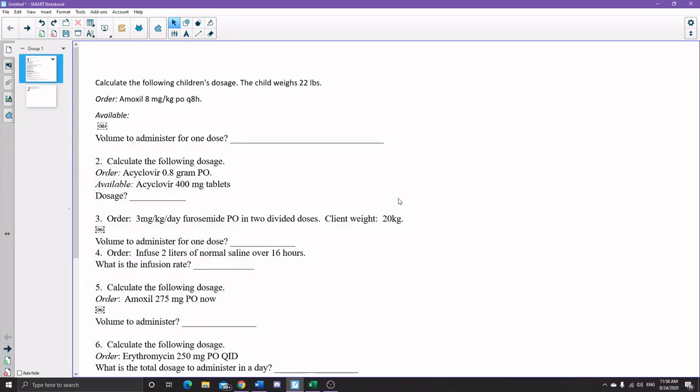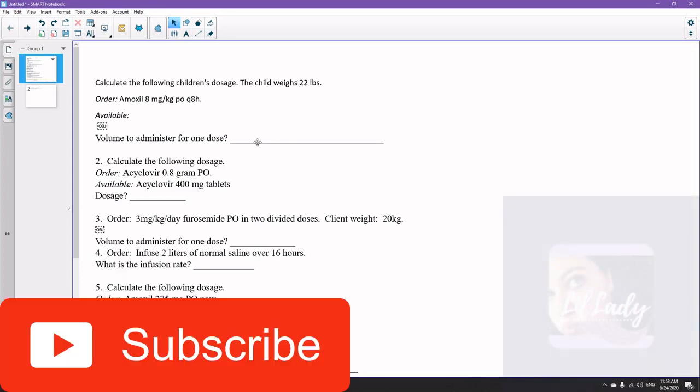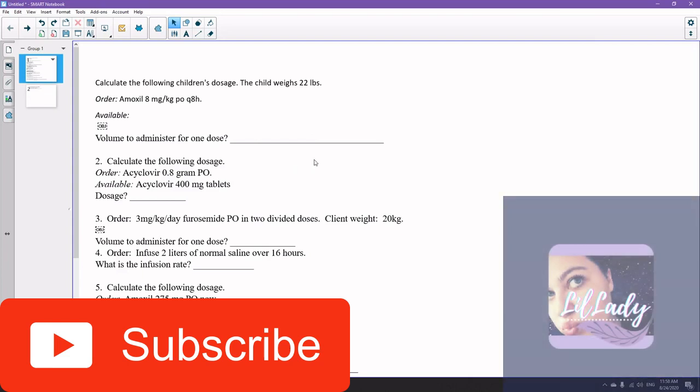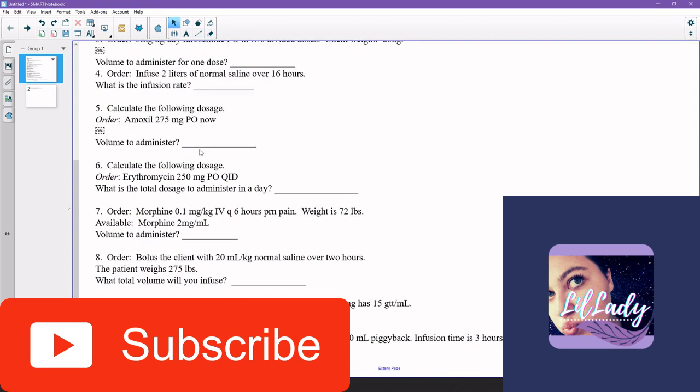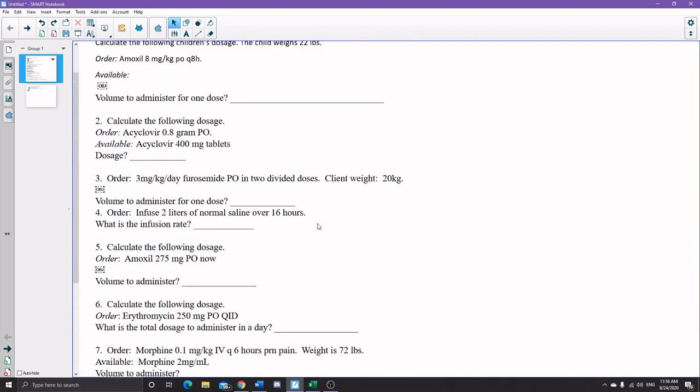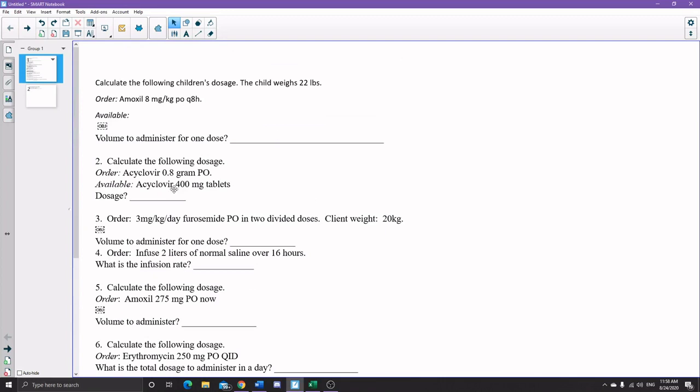Hello guys, today I'm going to show you how to pass your nursing dosage calculation exams. I personally have these math exams every first day of the semester of my nursing program. It might be different for you, but for me, that's what it is. So I have some example questions that my school provided me.